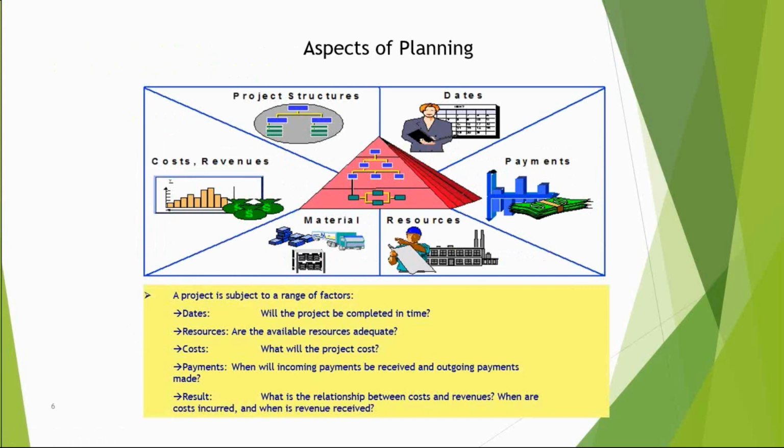So what exactly does planning mean here? Planning comes with everything: the dates, my payments, my materials, my cost, my revenues, my resources, and also how I'm going to plan it. I mean, how I'm going to structure my project. How many levels of WBS I'm going to create and how many activities I'm going to add to my WBS.